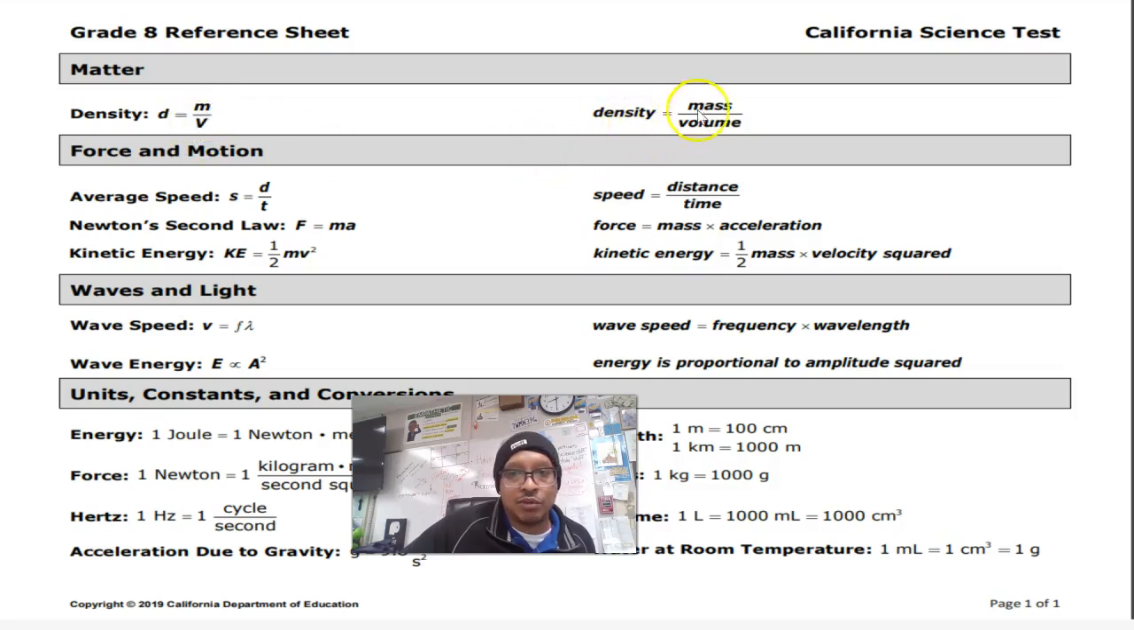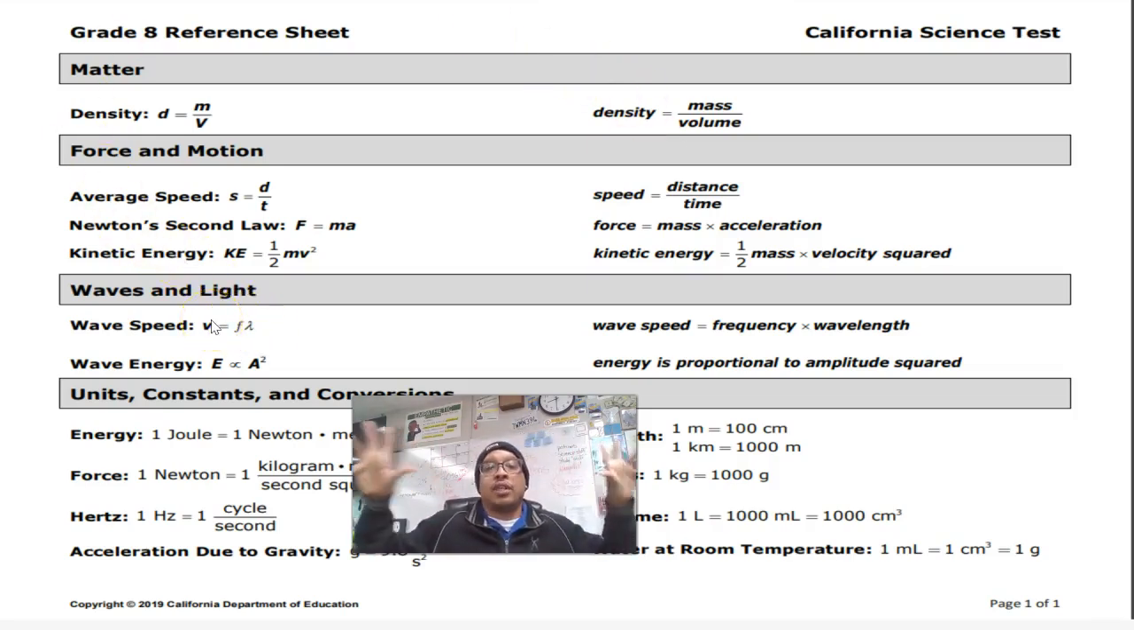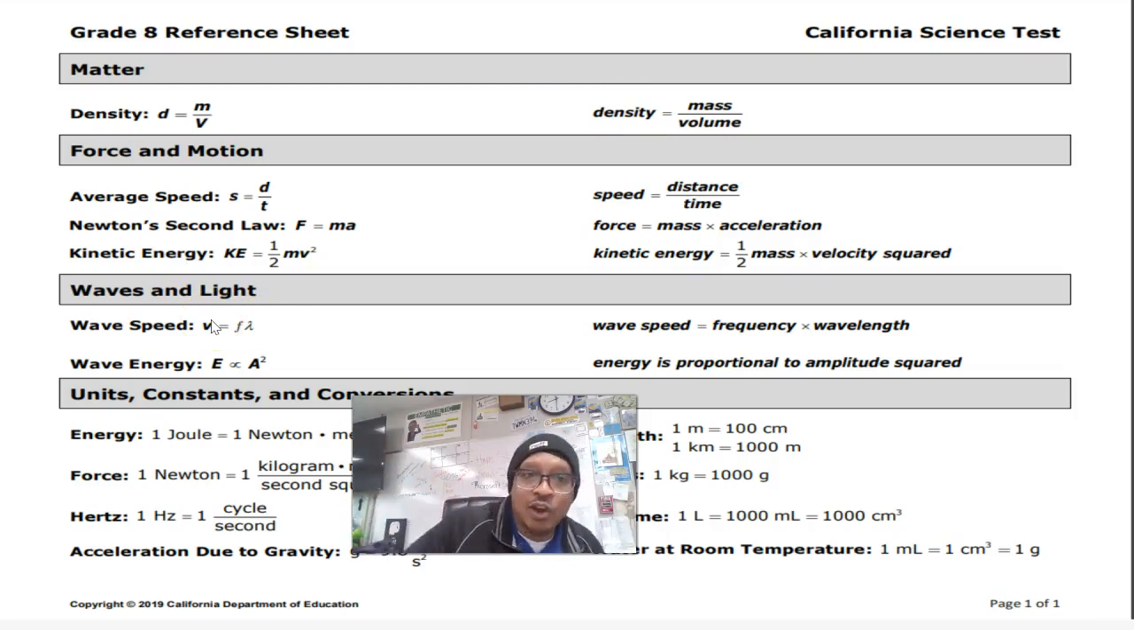And again, density is equal to mass divided by volume. Again, it's just the formulas on one side, and then the actual formula written out on the other side. Now, I do want to say this. We have not talked about waves or light, but we have learned all of these other formulas, and we've learned how to use the formula, which is the more crucial thing.